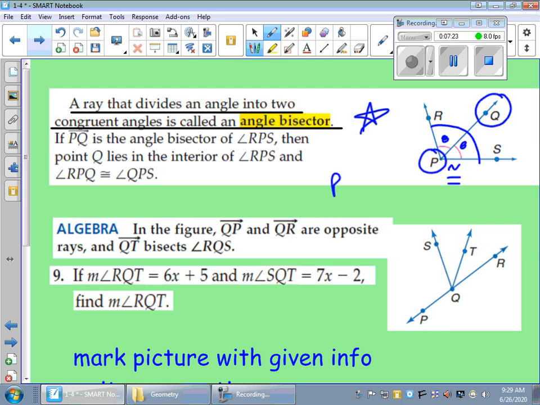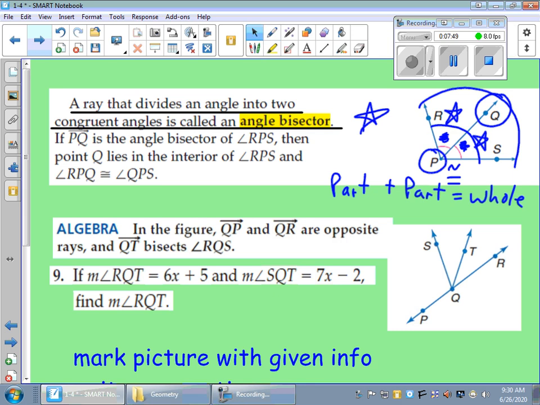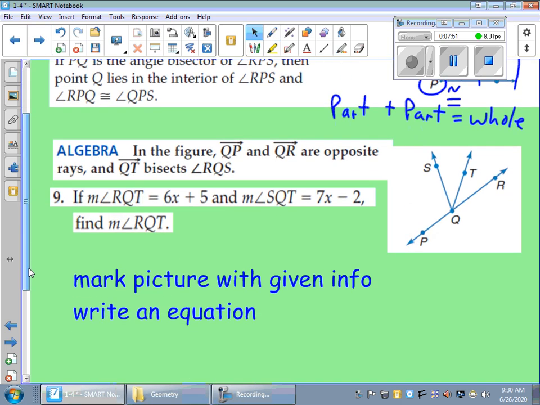We like to use the concept part plus part equals whole. So what do we mean by part plus part equals whole? That means that this part plus this part equals the entire whole angle. So part plus part equals whole. But by definition of angle bisector, they're stating this section plus this section is equal. Why? Because we have an angle bisector. A bisector cuts things into two equal parts.